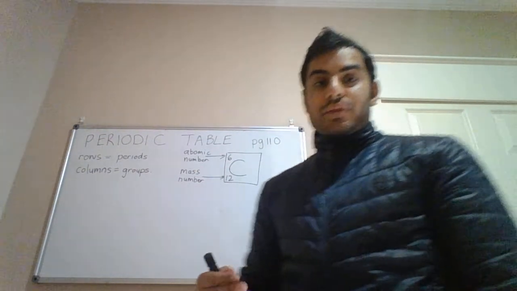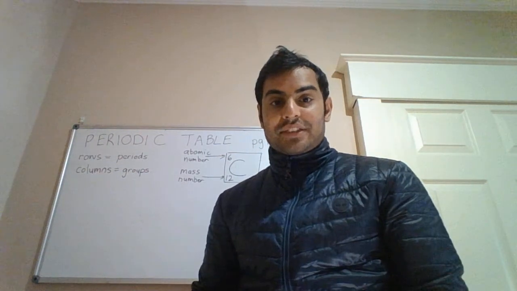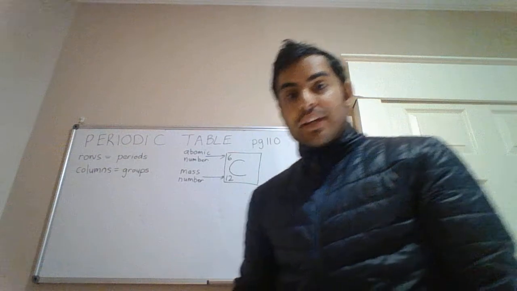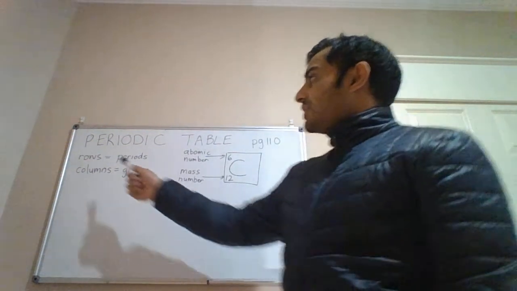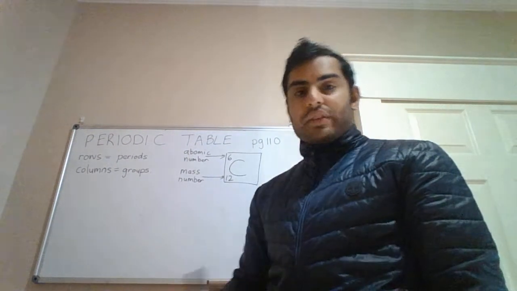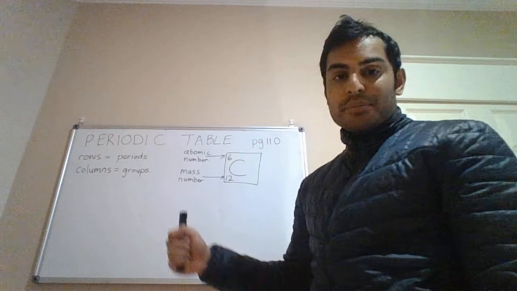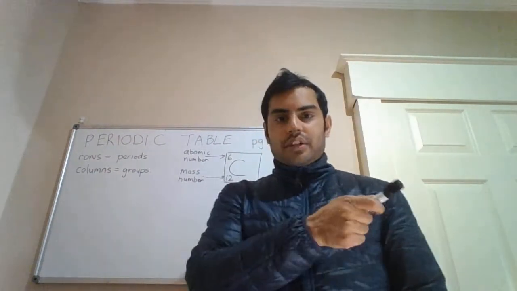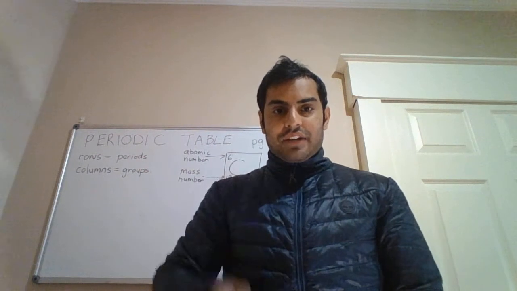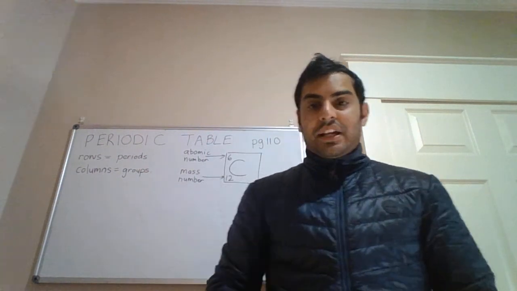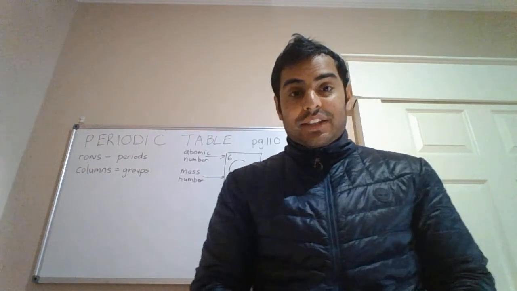So you guys will be getting into more calculations with atomic and mass numbers in grade 9, but for now you just need to know the names. We also have this description. Rows are called periods and columns are called groups. So rows going from left to right are the periods, and up and down the columns are the groups. And this pretty much summarizes everything we need for this section.